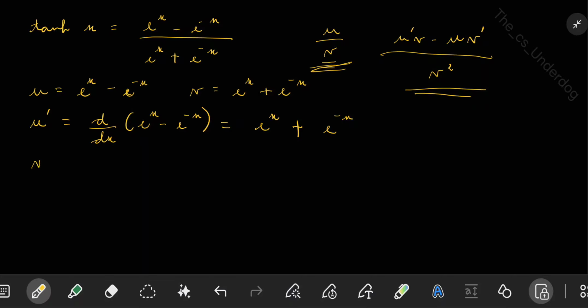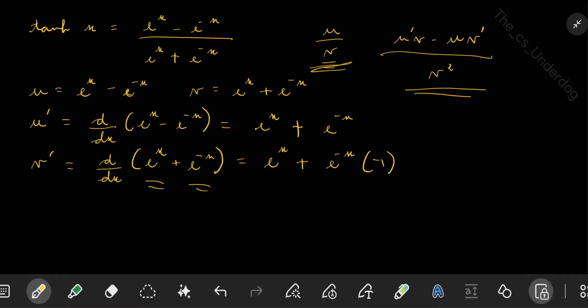Next thing is v dash, derivative of v with respect to x. It will be d by dx of e power x plus e power minus x. Derivative of e power x is e power x itself, plus derivative of e power minus x, which is e power minus x into derivative of minus x, which is minus 1. So this minus sign I can put here, then it becomes e power x minus e power minus x. This is my derivative of v.